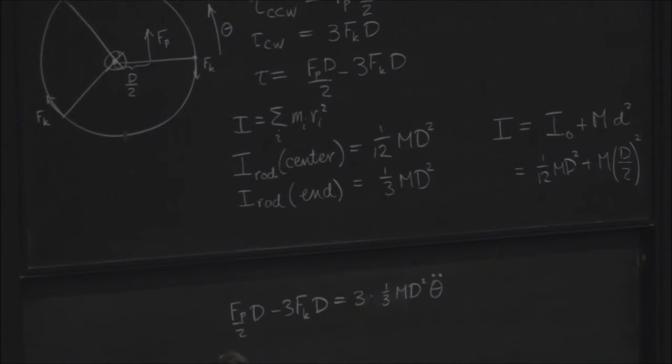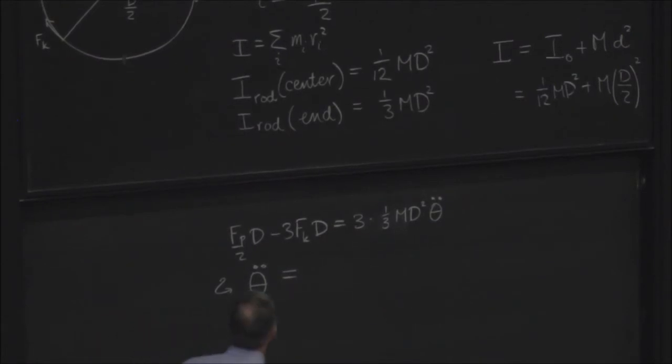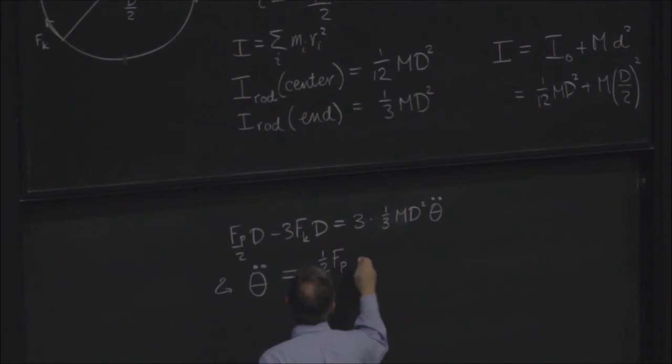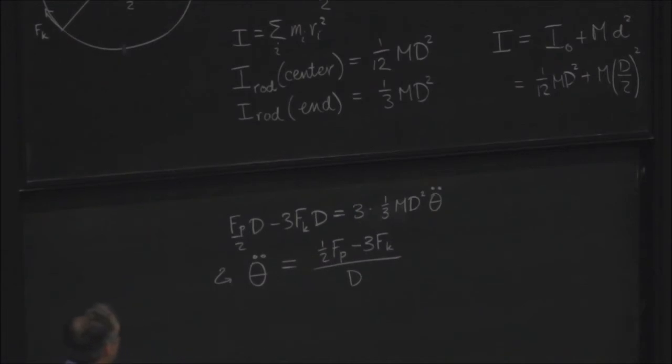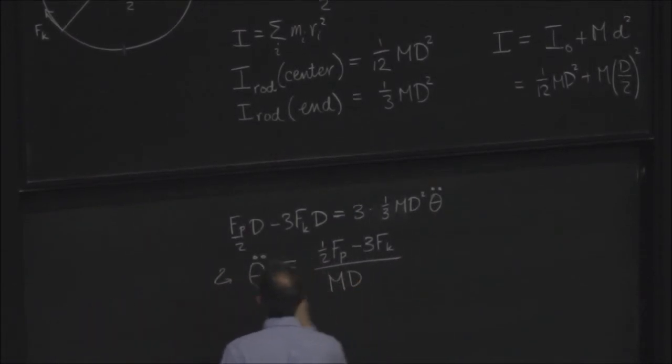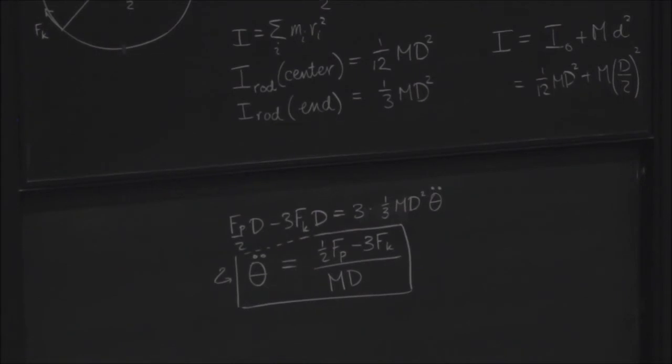Okay, so therefore, the angular acceleration, you can see one of the factors of d divides out, and we get 1/2 F push minus 3 F friction over d and m. Thank you. Okay, so let's check dimensions and make sure, because I was poised to screw everything up. So F has dimensions of mass, length per time squared. We're dividing out mass and length, so we just have per time squared. Is that good? Yep, that checks. So the angular acceleration should be given this way.